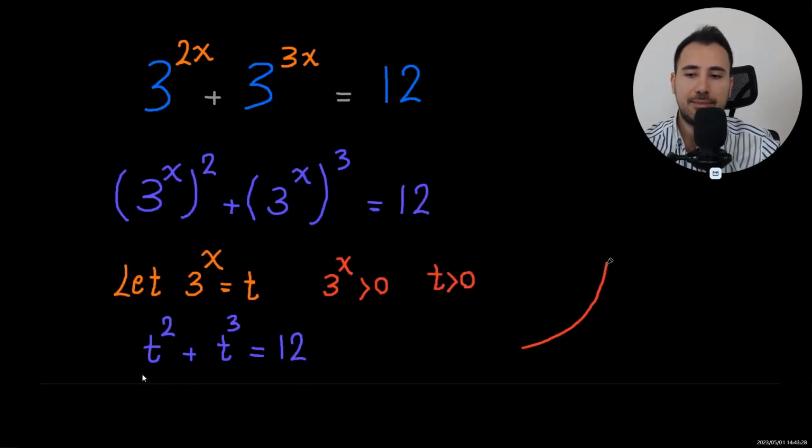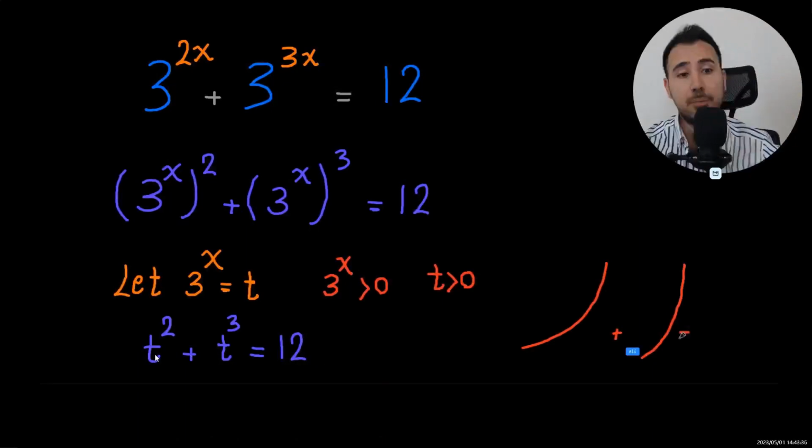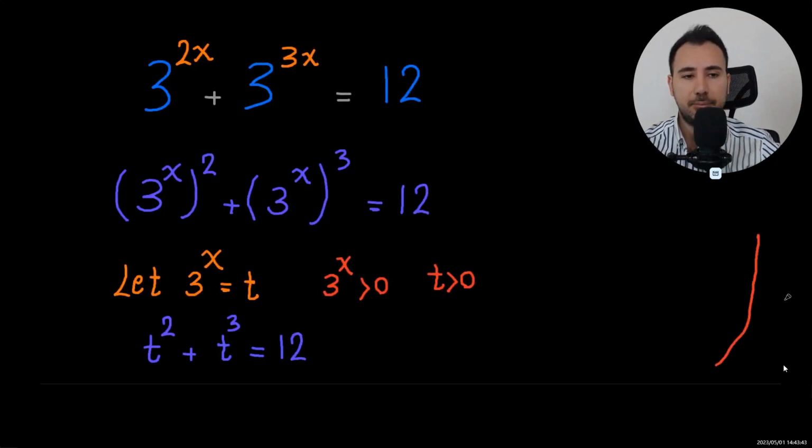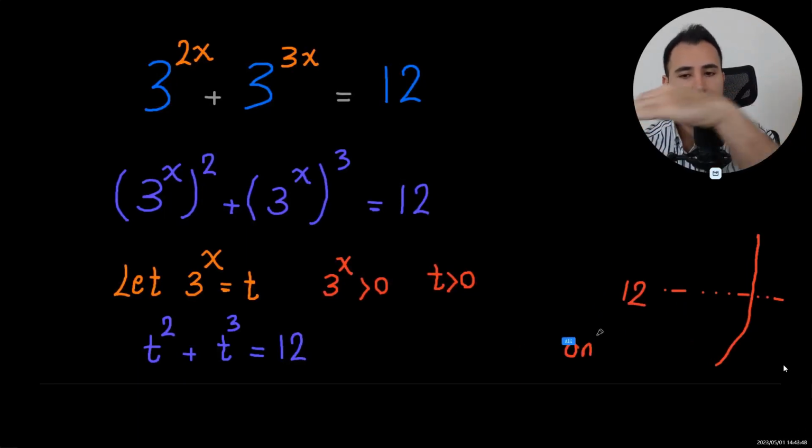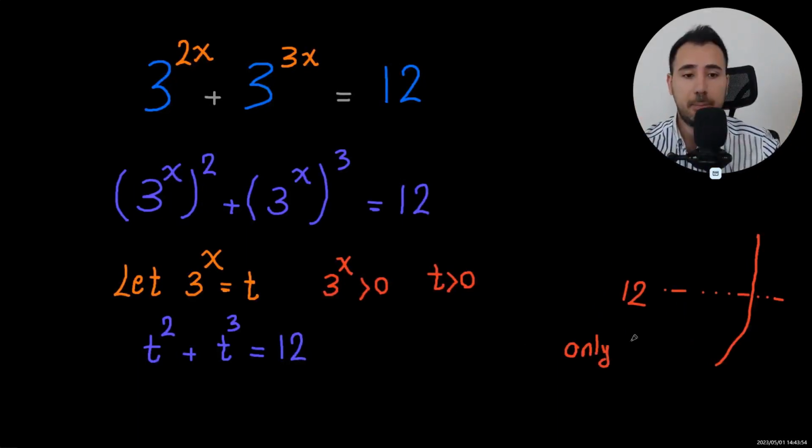So if t is increasing, t squared is even more increasing, and t cubed will be even sharper. So the last one is t squared plus t cubed. And because that was going to be like y equals 12, a horizontal line, we're going to have only one solution.